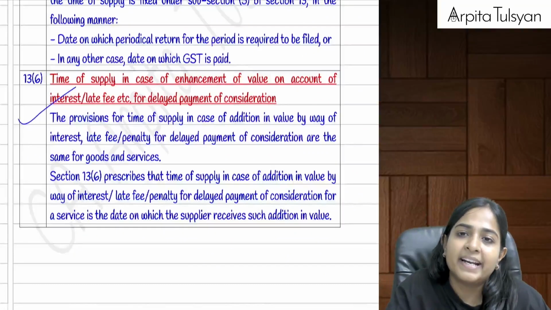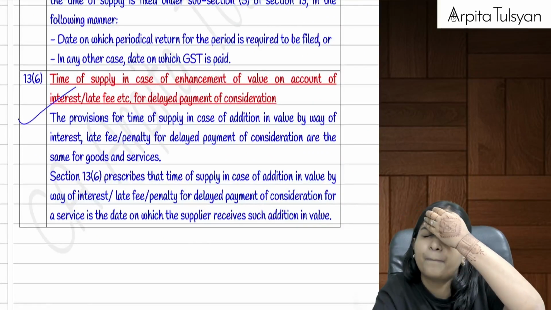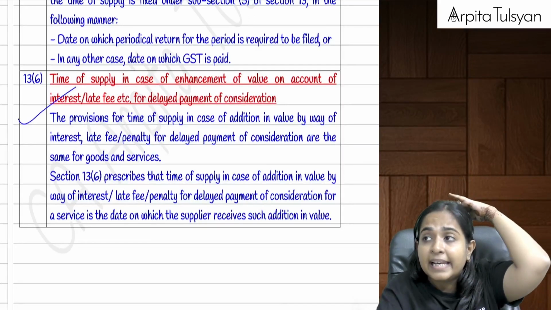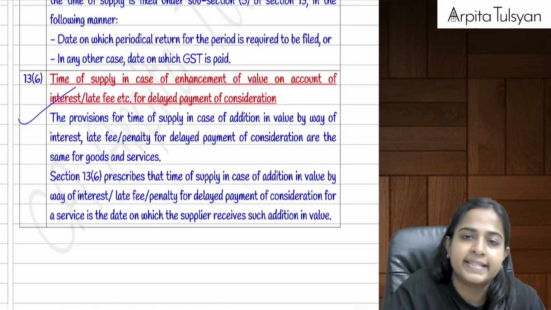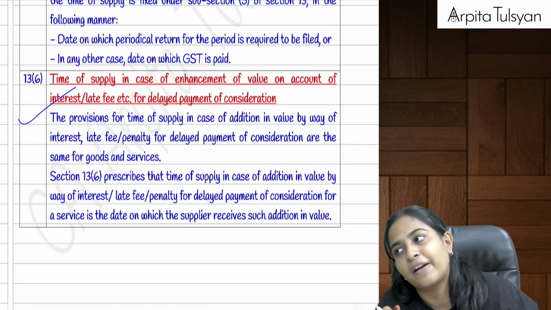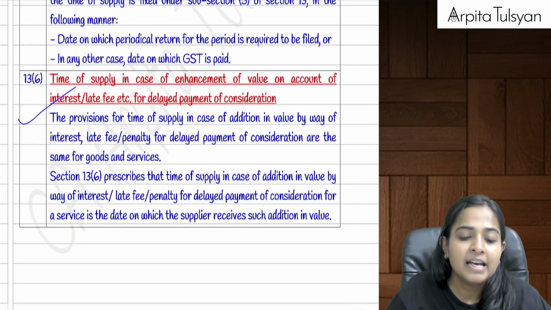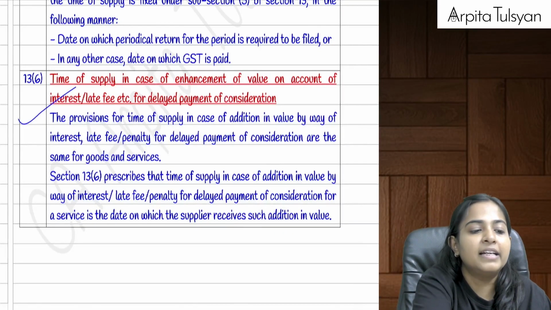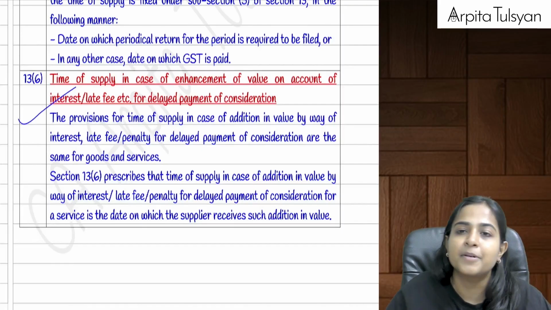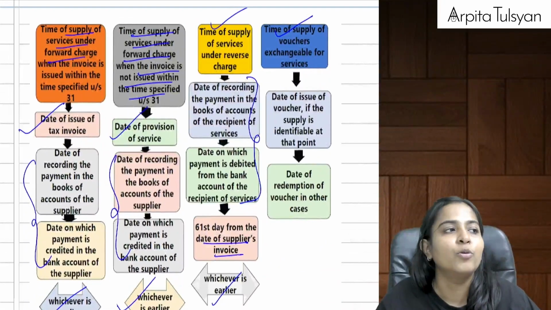If I have supplied any service and in return I am telling you pay me the amount for the services plus some interest, late fee, penalty for late payment, etc., what will be the time of supply for that interest, penalty, etc.? Time of supply for that is going to be the date when that interest, penalty, late fee, etc. has been received. Are you clear till here? Done. समझ में आया इतना? Okay, final summary table. Can we do it once, everyone?